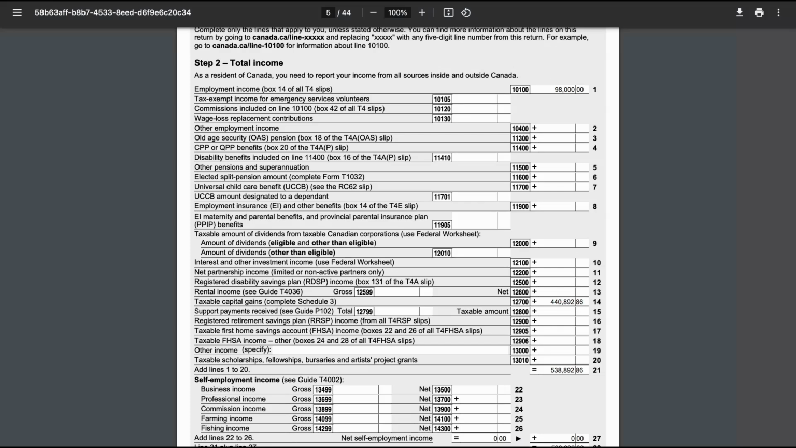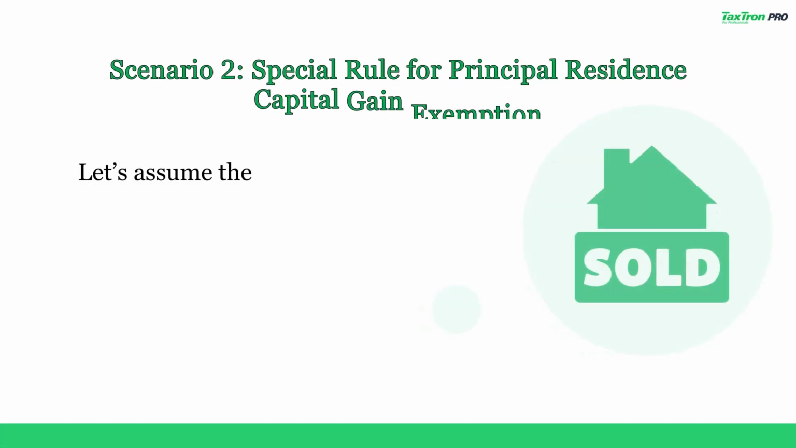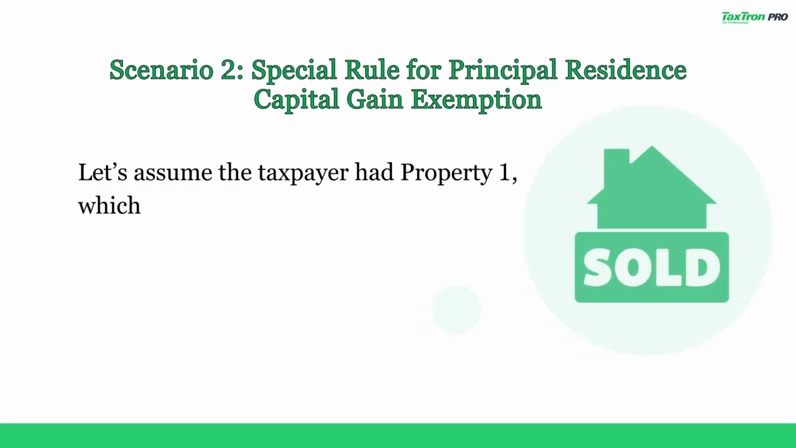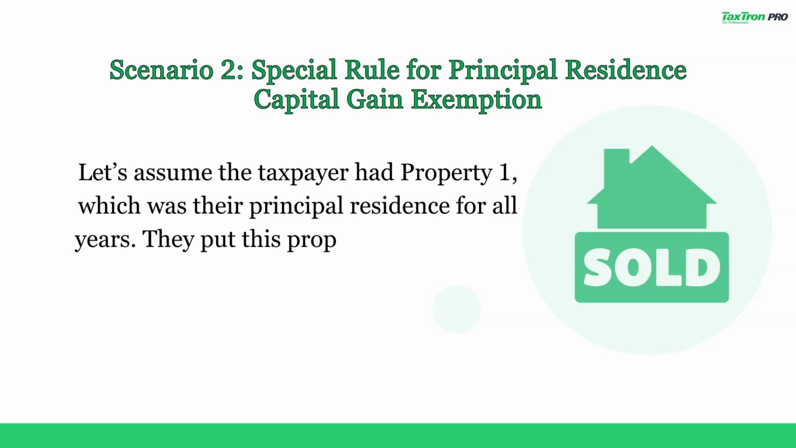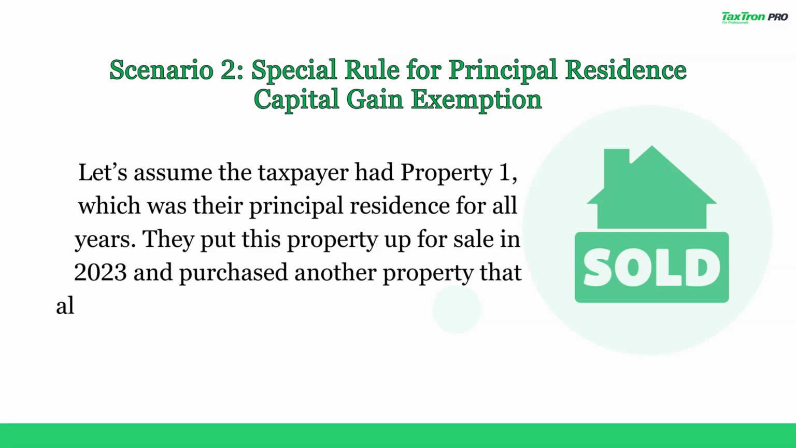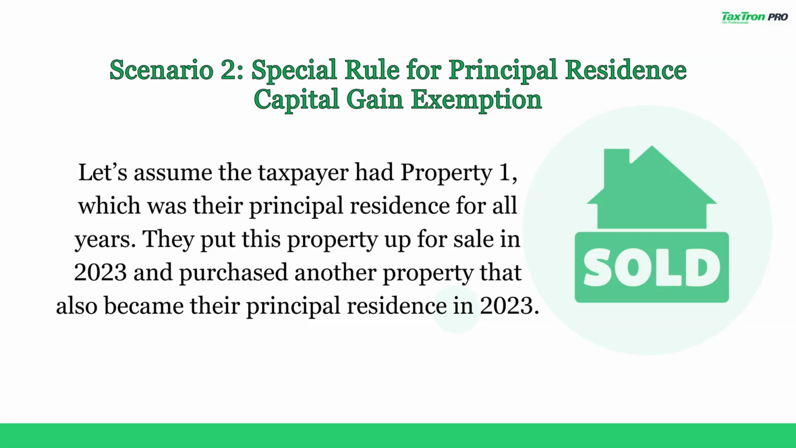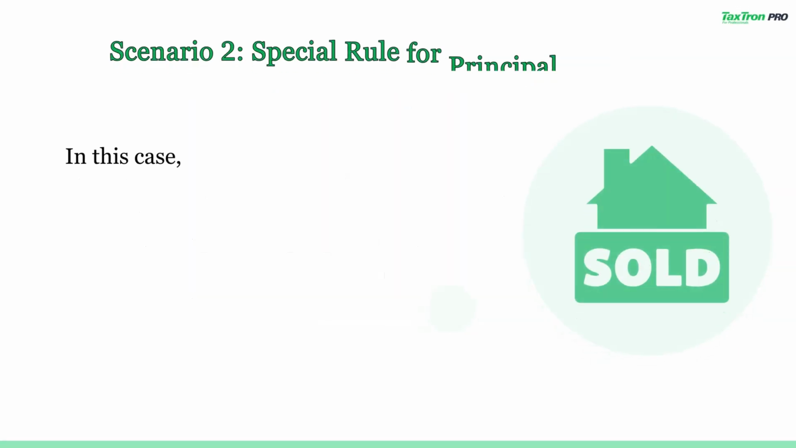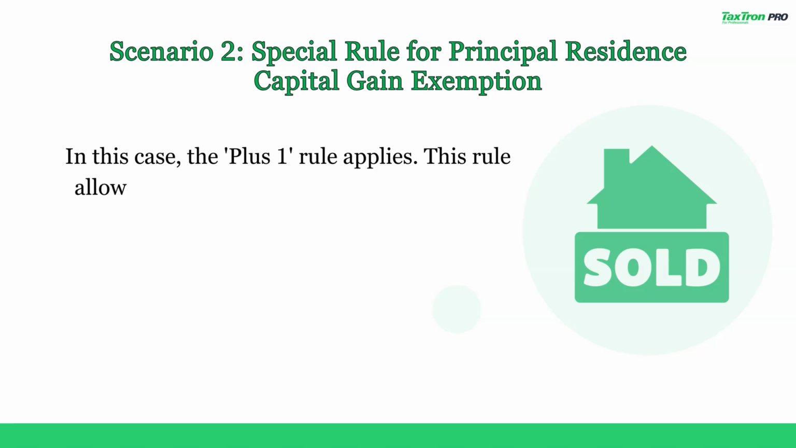Let's move on to our next scenario, which involves a special rule for the principal residence capital gain exemption. Let's assume the taxpayer had property 1, which was their principal residence for all years. They put this property up for sale in 2023 and purchased another property that also became their principal residence in 2023. In this case, the +1 rule applies.